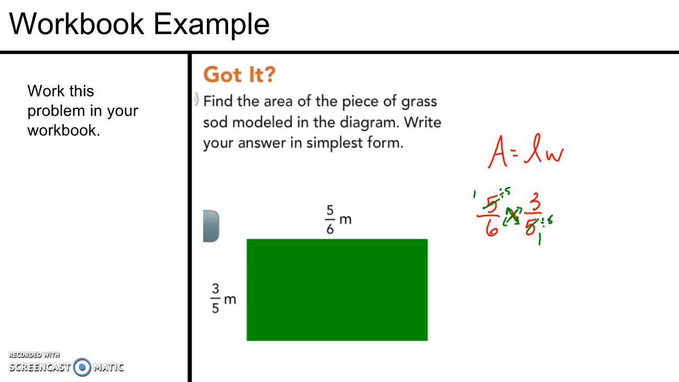If you had the fraction 3/6, you would divide by 3 here, and you would divide by 3 here, and then this number would change to a 2, and this would change to a 1. So 1 times 1 is 1, and 2 times 1 is 2. If you hadn't done that, you would have had 15 over 30, and then you would have had to simplify that to 1/2. So you should have gotten the same answer either way, and that would have been meters squared because you're talking about area.